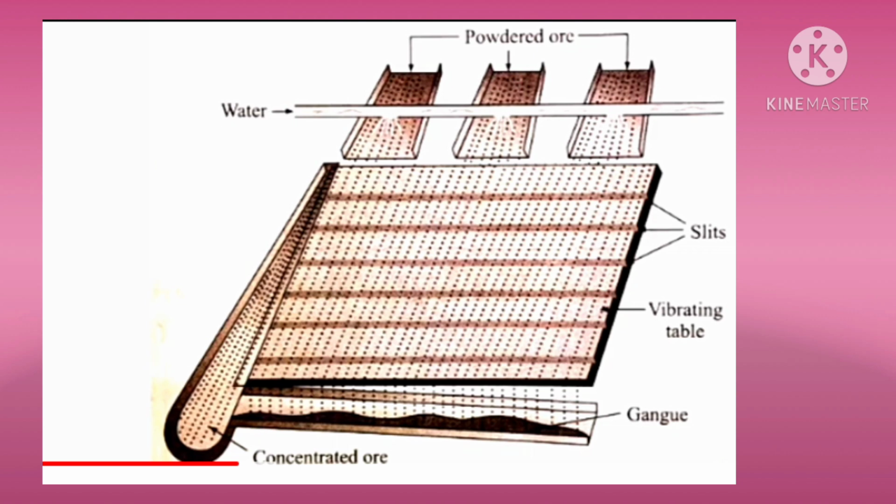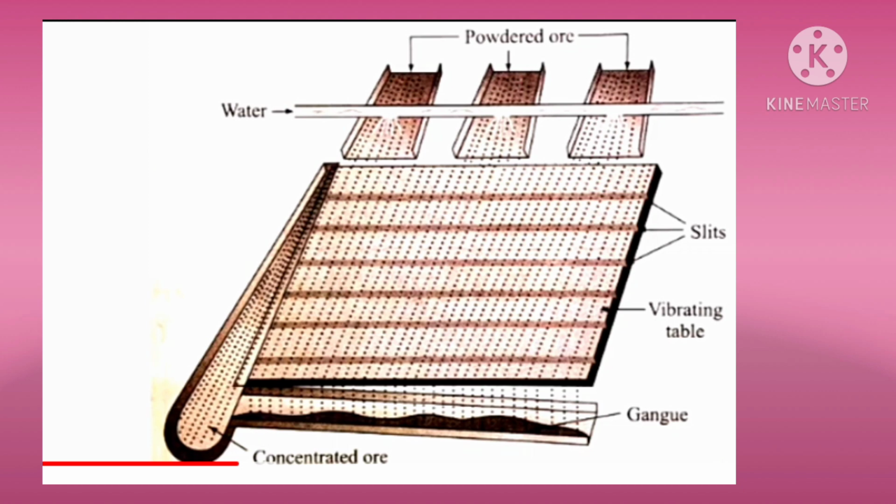As a result, the lighter gangue particles are carried away along with the flowing water, while the heavier particles, in which the proportion of the mineral is more and proportion of the gangue is less, are blocked by the wooden riffles and get collected in the slits between them. That means the gangue, which is lighter, gets carried away and the metal particles are blocked by the wooden riffles. In this way, the heavier particles of metals can be separated from the lighter particles of the gangue.